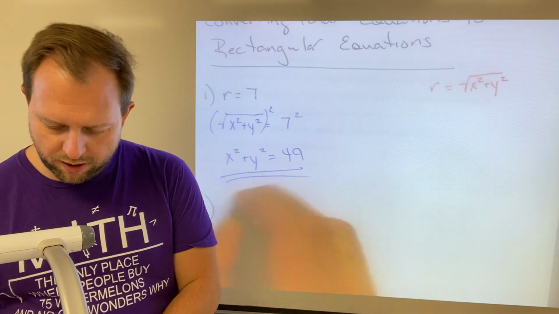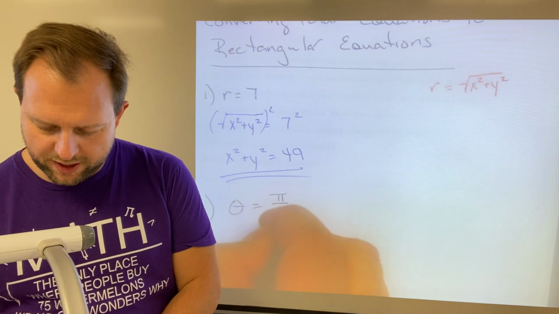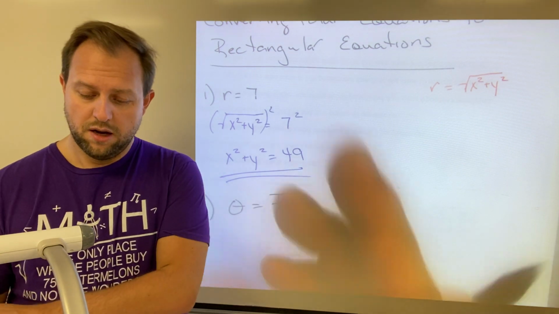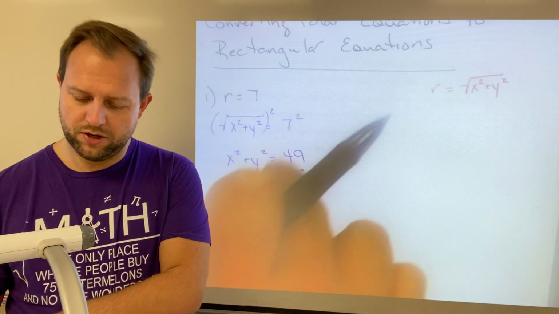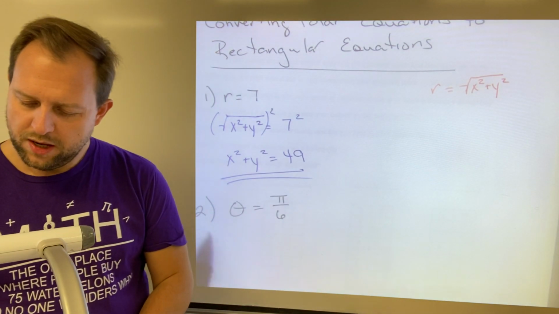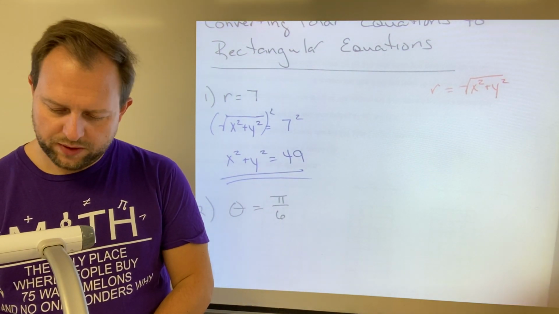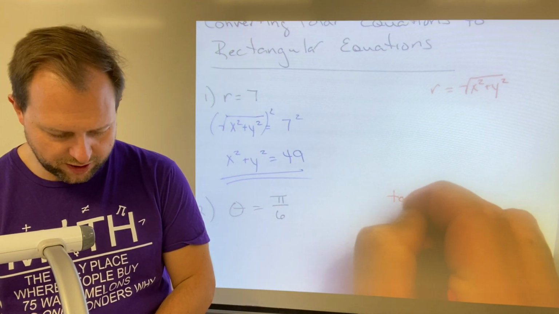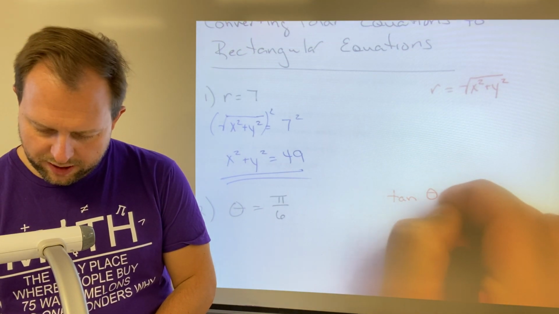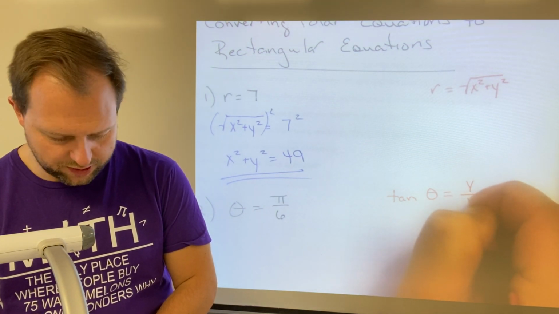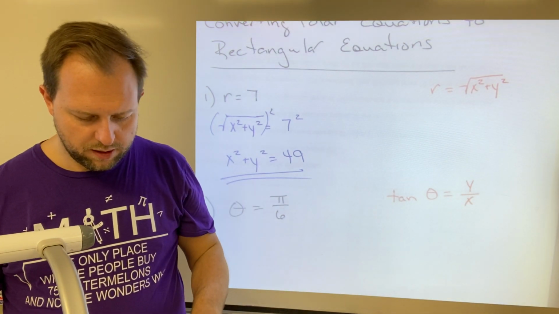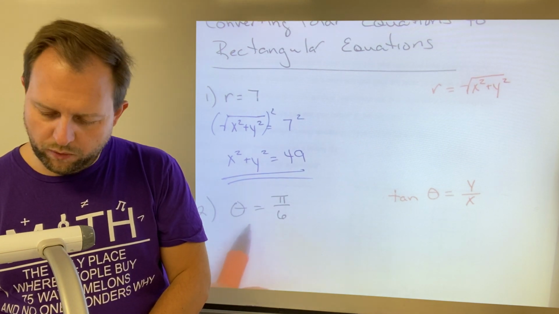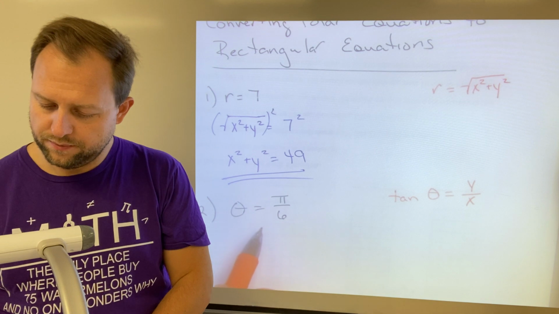If we're given one where theta is equal to pi over 6, so we're given an angle that's going to produce us a line, whereas radiuses produce circles. So we're going to be producing a line this time, and we remember that the tangent of theta is equal to y over x. And so we need to find what the tangent of theta is here.